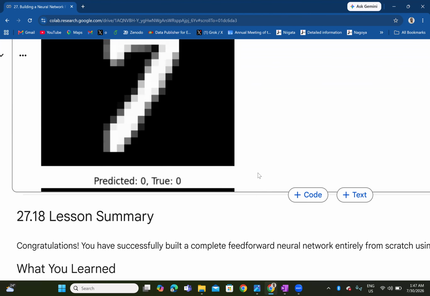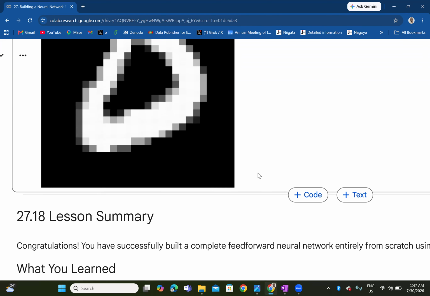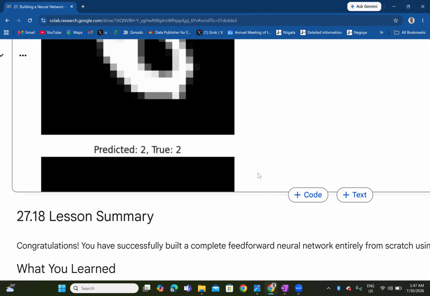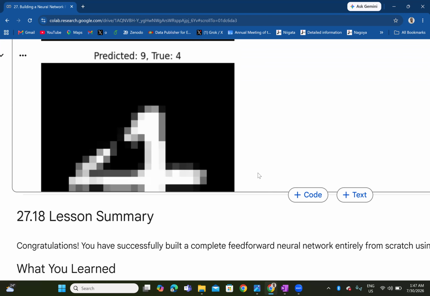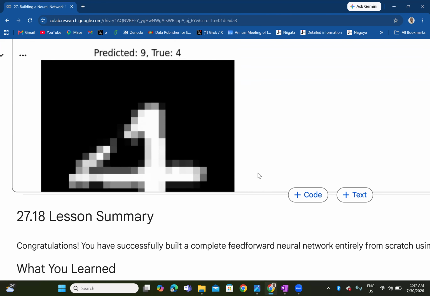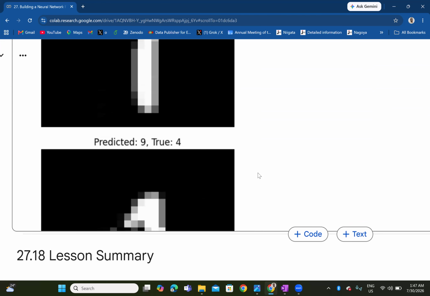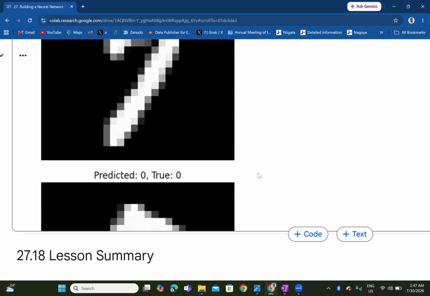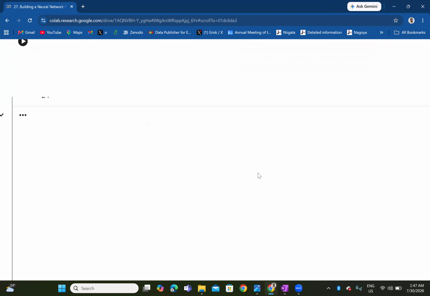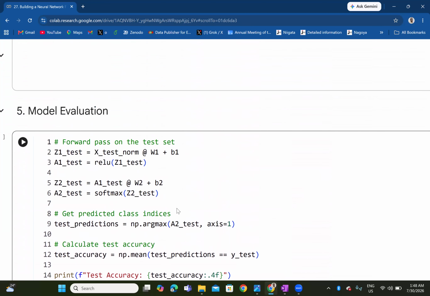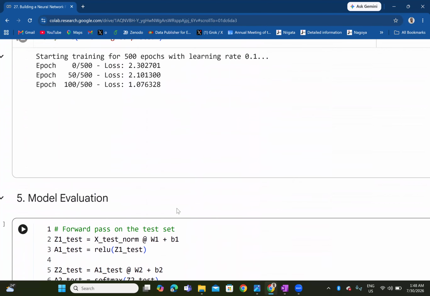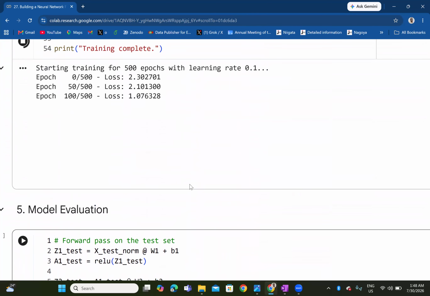This one predicted 7 and it is 7. This one predicted 0 and it is 0. This one predicted 6 and it is 6. This one predicted 2 and it is 2. This one predicted 7 and it is 7. This one predicted 9, but it is 4. So you have two errors out of all of them. At the end of the day, the test accuracy is about 90.21%. You can see the epochs are still going, so we'll probably come back to it later.